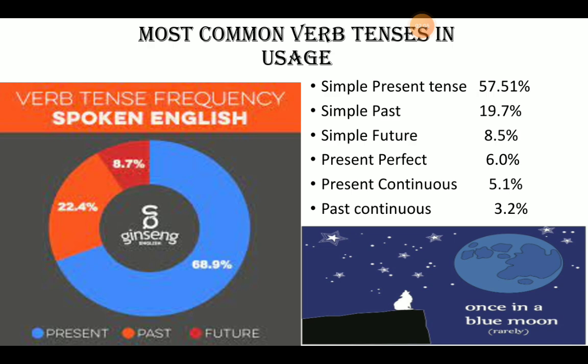So before that, I want to say something regarding the usage of tenses in our day-to-day life. See, here: simple present tense, simple past tense, simple future tense, present perfect tense, present continuous tense, past continuous tense. All these 6 tenses are very useful. That is, in our day-to-day life for speaking as well as for writing tasks, we use these 6 tenses more often than the other 6 tenses.